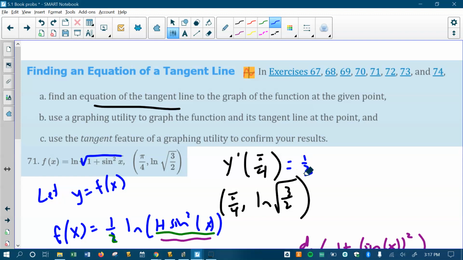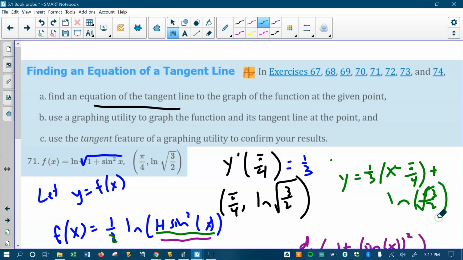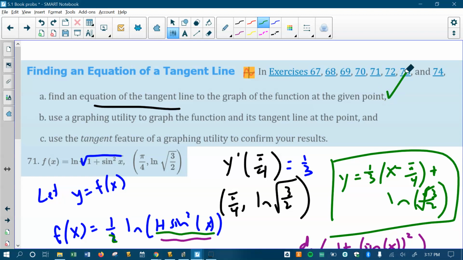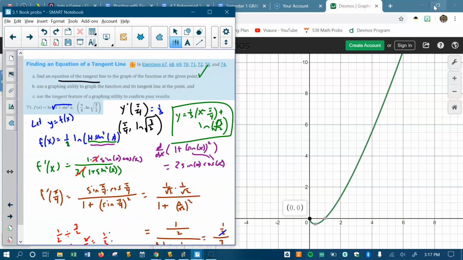And that means we can write our equation of the tangent line. Our equation of the tangent line is going to be y equals 1 over 3, parentheses, x minus pi over 4, plus ln of root 3 over 2. And the root is over everything. All right, that's A.